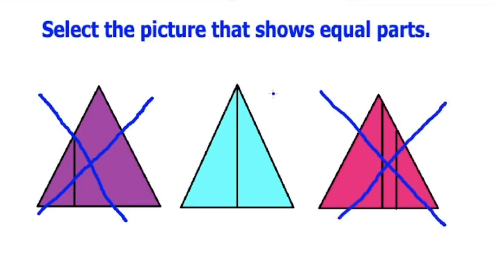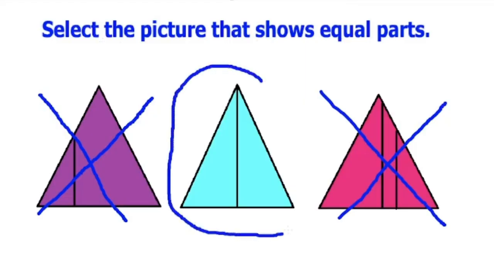So we know that the answer to this problem that says select the picture that shows equal parts is this one. This triangle has been divided into two exact equal parts. So that's the answer to this question.